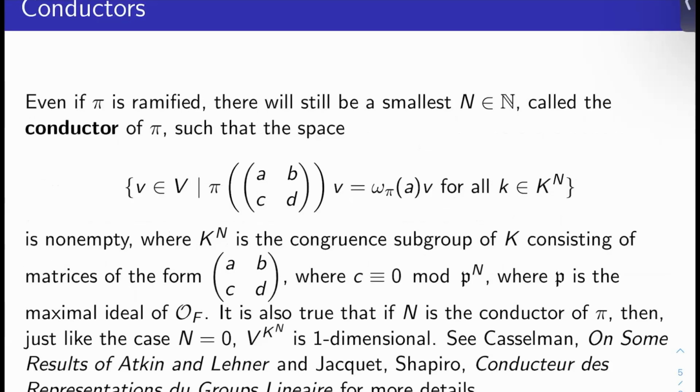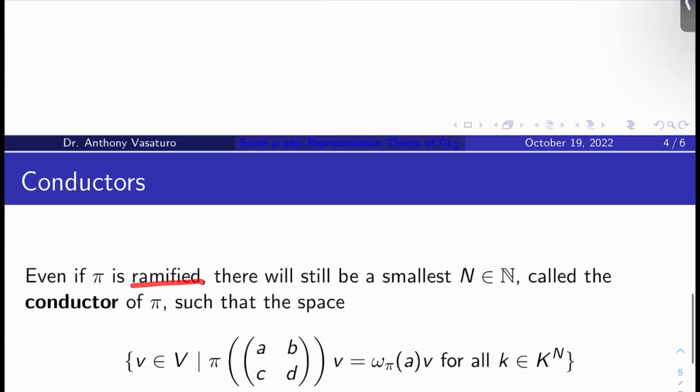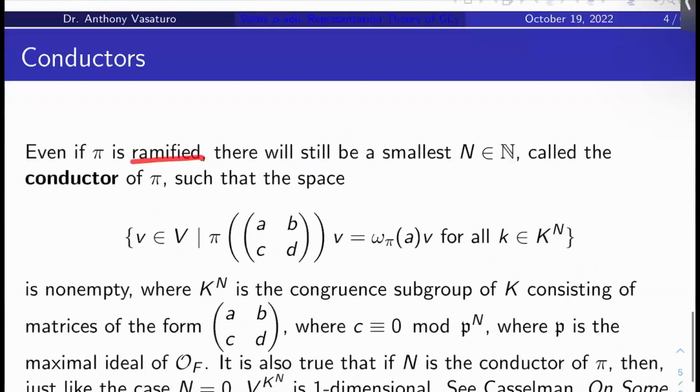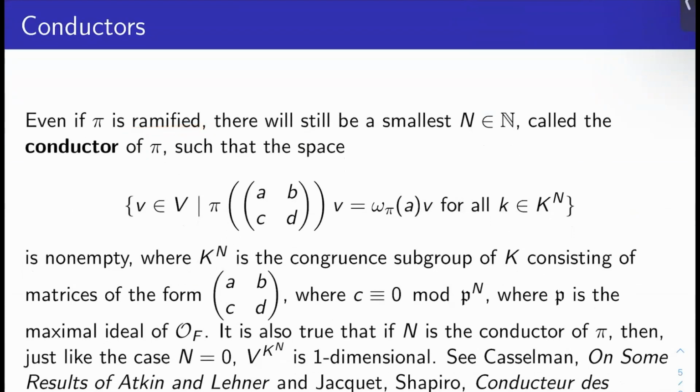But even if pi is ramified, there's still a notion of conductor. So I said unramified was the same thing as of conductor 0. So what is the conductor of such a representation? Okay, even if pi is ramified, there's still a smallest n in N called the conductor of pi, such that the space of all vectors v in V, such that pi of the matrix (a, b; c, d) times v is the central character omega_pi of a times v for all matrices in what we call K_0(p^n), is non-empty.